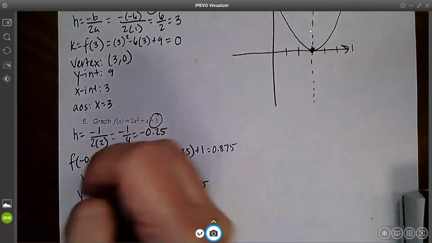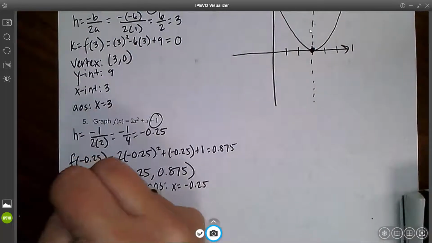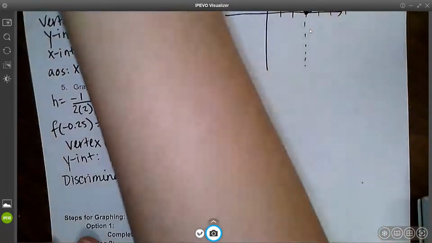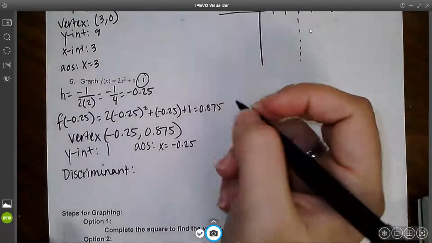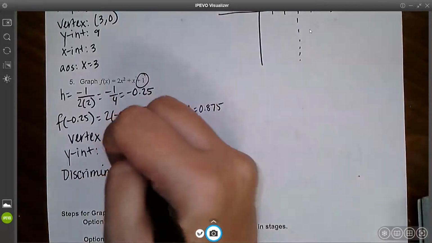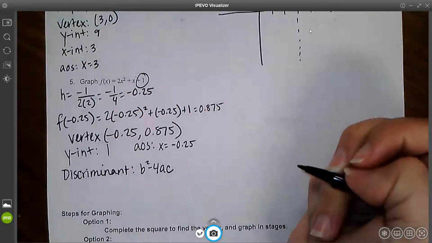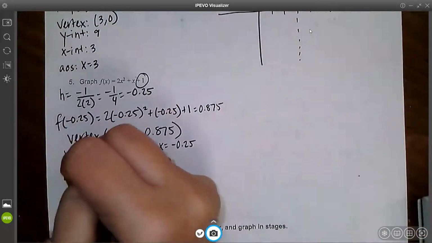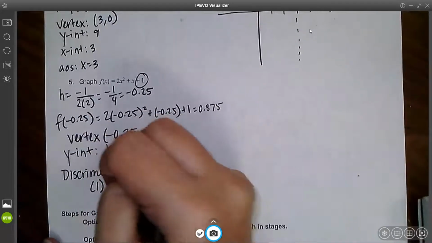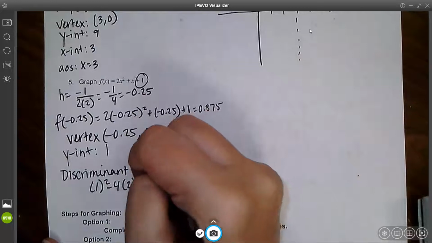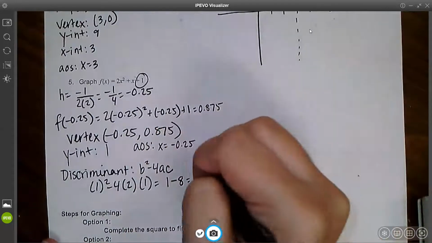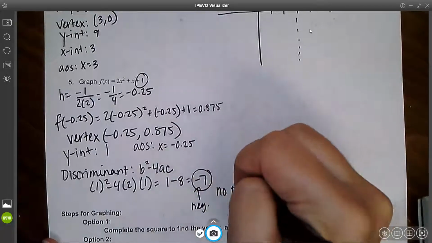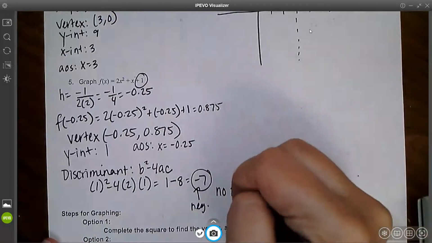And then I'm going to use my discriminant to determine if there are any x-intercepts. So my discriminant, that is b squared minus 4ac, or what's underneath the radical on your quadratic formula. So I have 1 squared minus 4 times a, which is 2, times c, which is 1. You get 1 minus 8, which is negative 7. Because it is negative, there are no real x-intercepts or zeros.